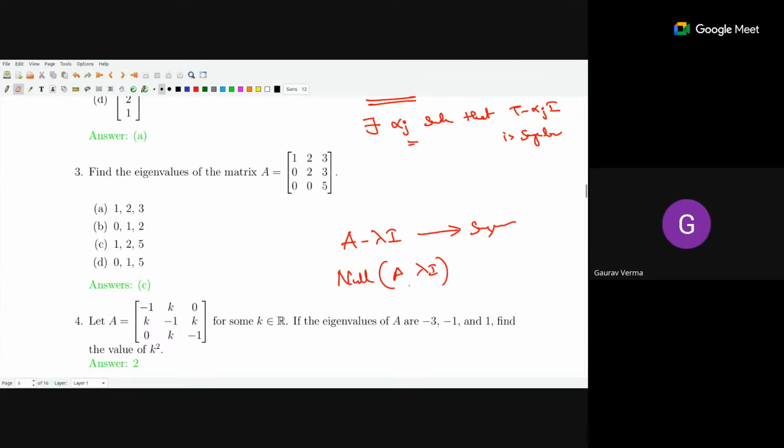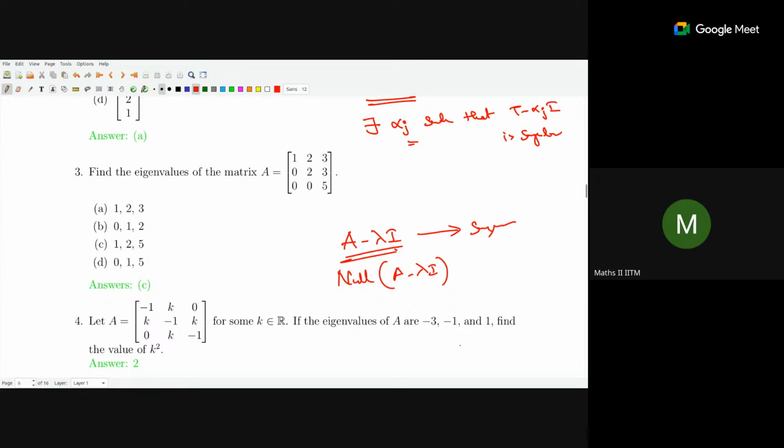If the null space has something, the rank should not be full rank. If the rank is not full rank, then there should be some linearly dependent rows. So from there we write down the equation for dependency, like linear combinations, and then solve for lambda, right?